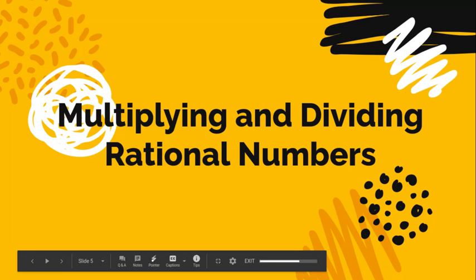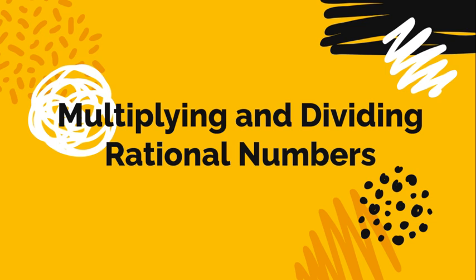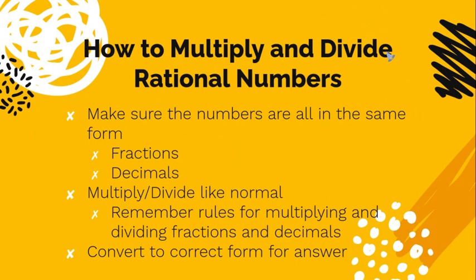Okay, guys, so today we're going to be multiplying and dividing rational numbers. It's just like adding and subtracting, except we're multiplying and dividing, okay? A lot of the steps are very similar. We want to make sure the numbers are all in the same form, just like before. Either make them all fractions or all decimals, whichever is easier for you, okay? And then we want to multiply and divide just like normal.